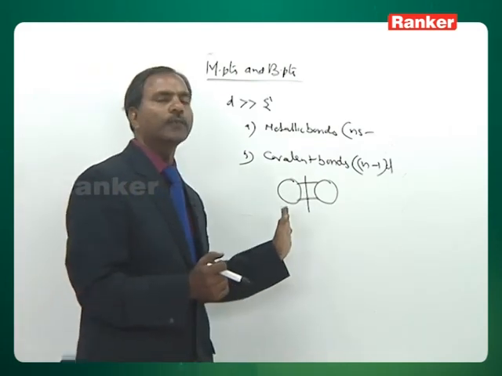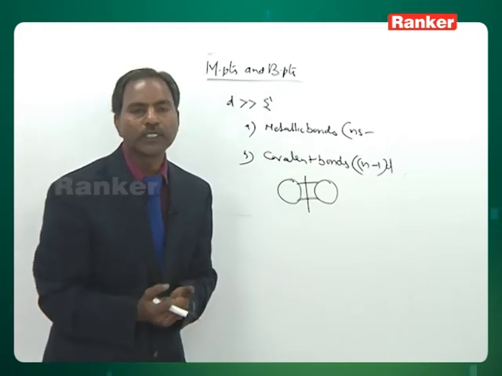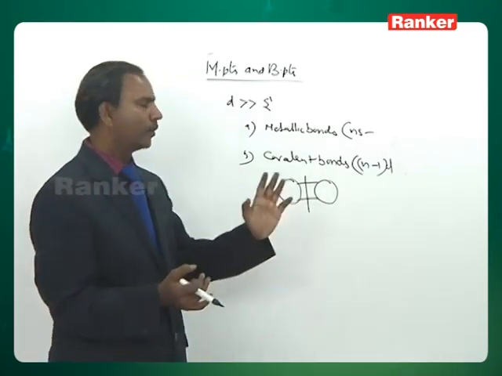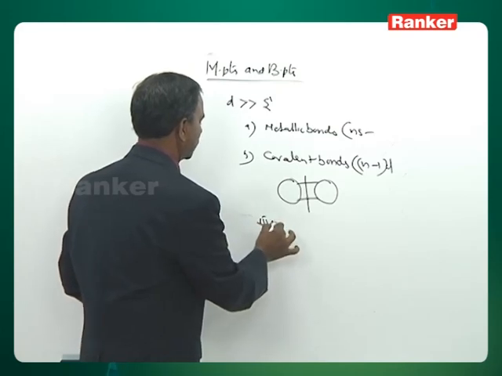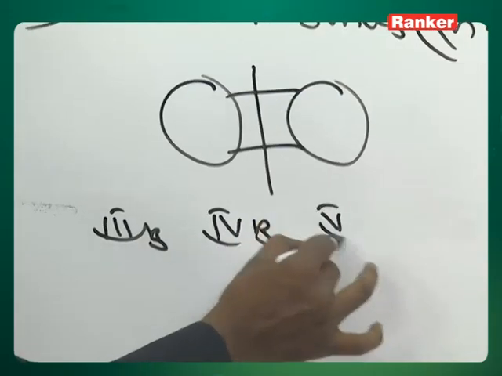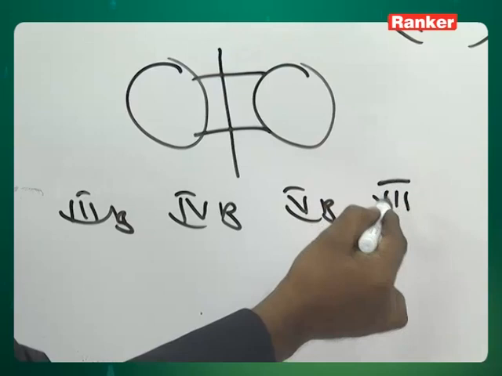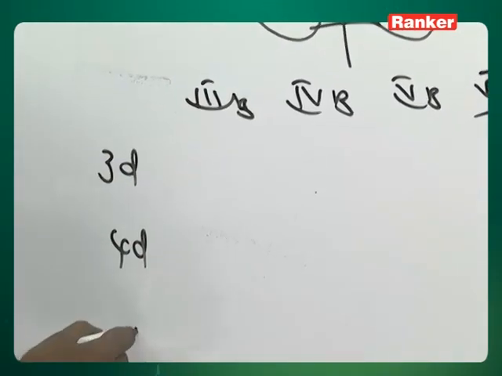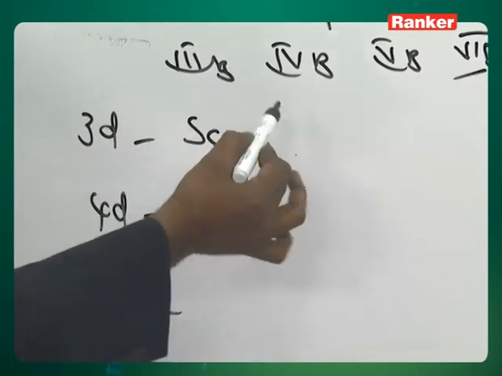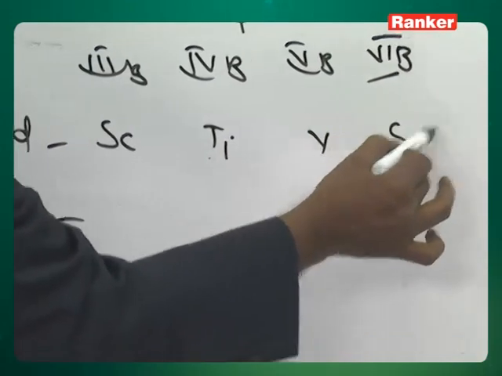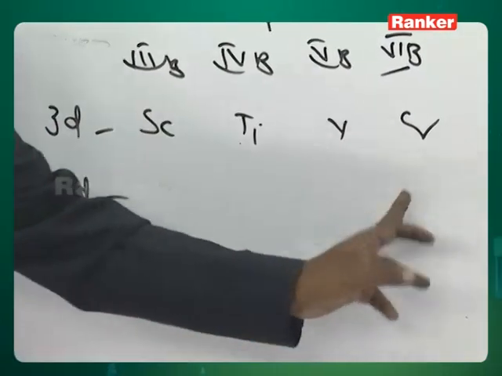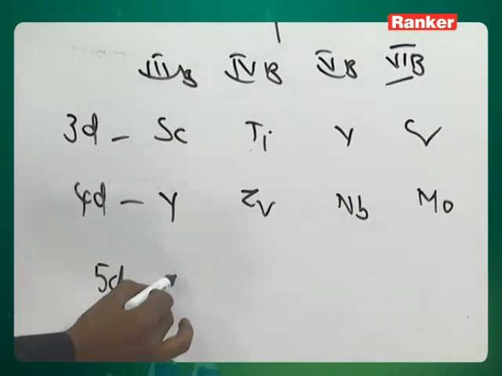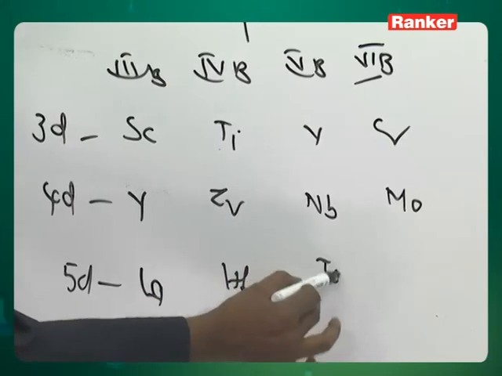Therefore, we can show that from the third B group to the sixth B group, the number of unpaired electrons gradually increases, and the melting and boiling points also gradually increase. Let me show this. Consider third B, fourth B, fifth B and sixth B groups. We take 3d series, 4d series and 5d series. Here it is scandium, titanium, vanadium and chromium. Similarly, you can take yttrium, zirconium, niobium and molybdenum. Then you can take lanthanum, hafnium, tantalum and tungsten.